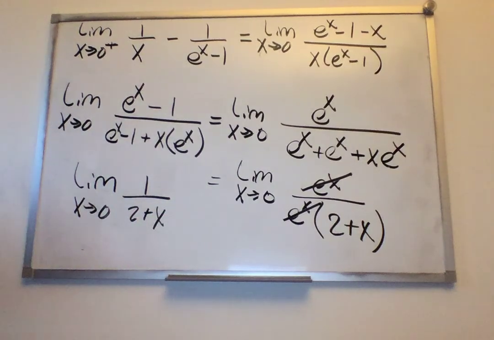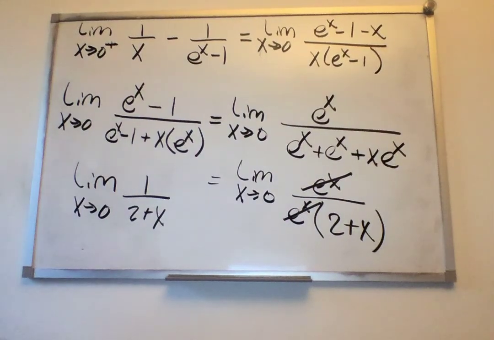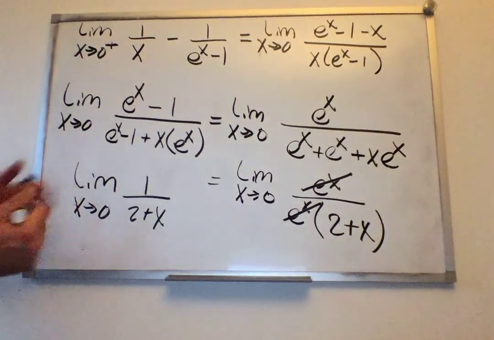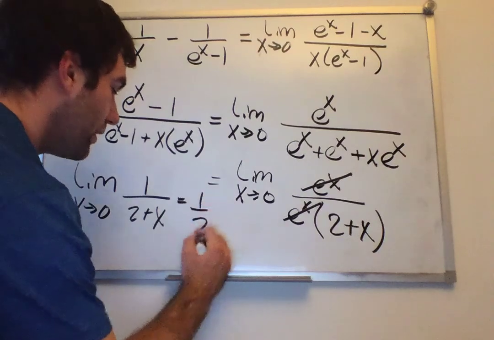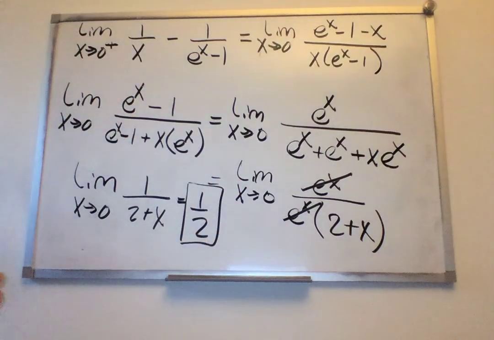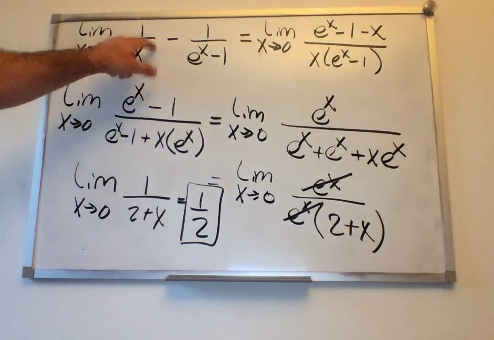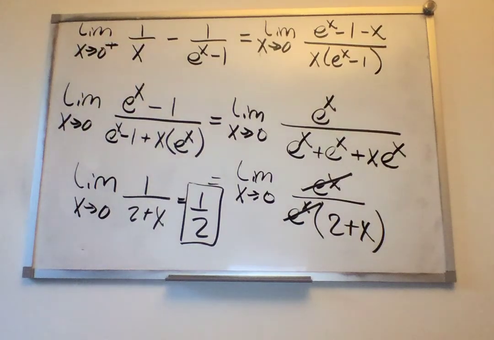So as you see, applying L'Hopital's rule over and over, you eventually get something that works. If I plug in 0 here, I get 1/2. So that is the limit of this original problem right here.